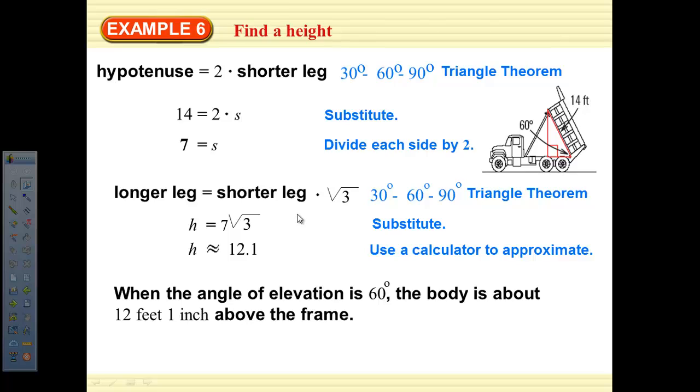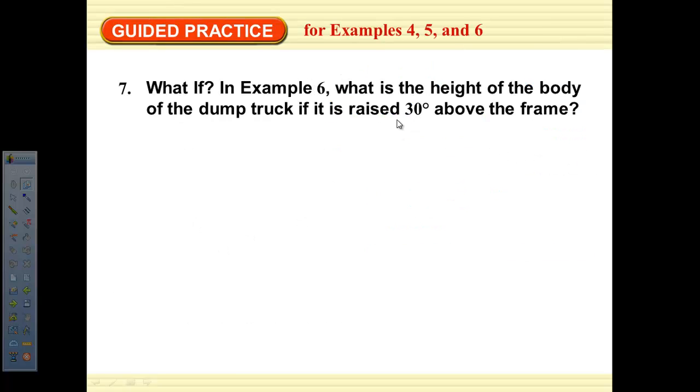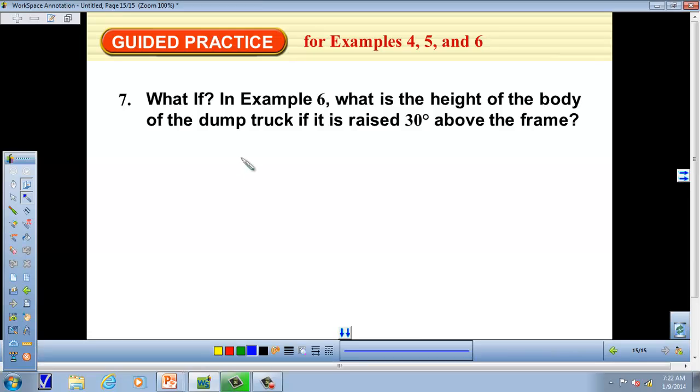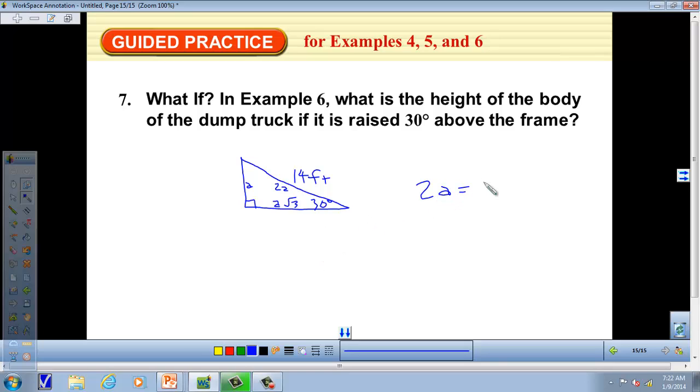Okay? Alright. And then it said, what if it was 30 degrees? Well, that would change the problem a little bit. We would have this be 30 degrees, and this would still be 14 feet. And again, remember, this is 2a, this is a, and this is a rad 3. This is actually an easier problem because we would know that 2a equals 14. Therefore, dividing both sides by 2, we would know a, which is really our height, is 7 feet. Okay?